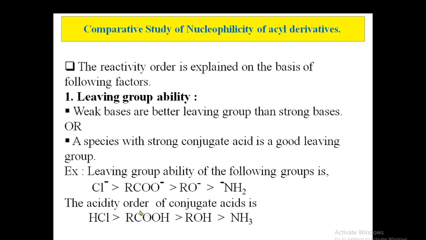This is the acidity order of these conjugate acids. HCl is the strongest acid, while ammonia is the weakest acid. And the leaving group ability order also follows the same acidity order. So chloride ion, its conjugate acid is HCl. HCl is a stronger acid and therefore chloride is a good leaving group. But if you are taking the amide ion, NH3 is the weakest acid and therefore amide ion is a bad leaving group. Okay, so this is about the leaving group ability.